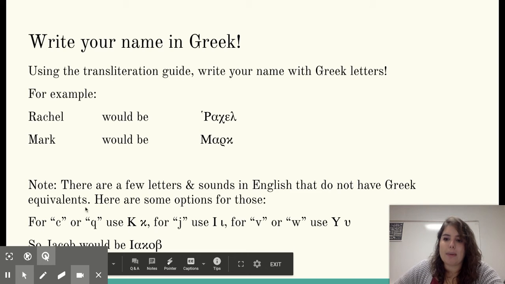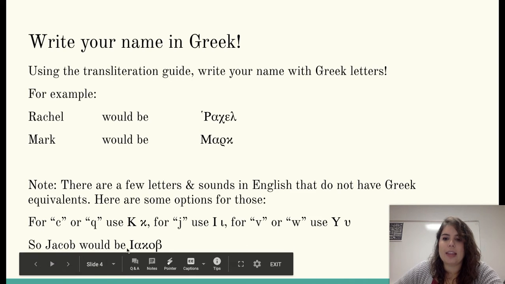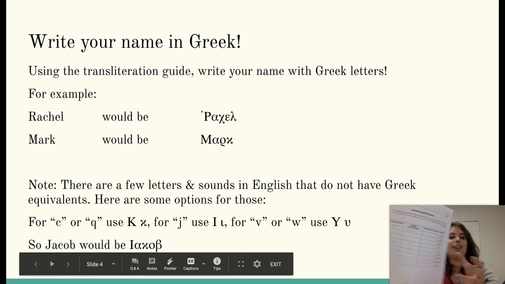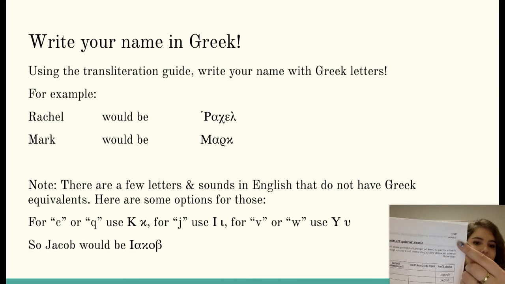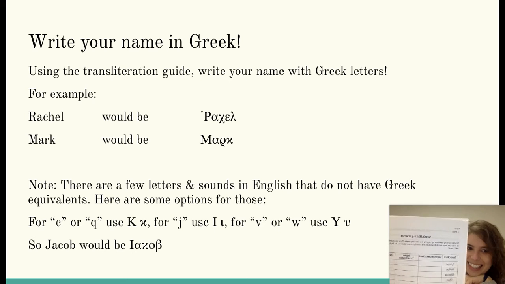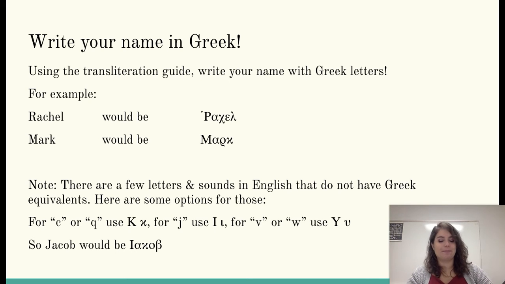And so Jacob would be Jakob, with iota, alpha, kappa, omicron, and beta. So that would be Jacob. All right, so practice writing your name. I have a spot for your name in English and for your name in Greek at the top of this handout. So practice writing your name in Greek there.